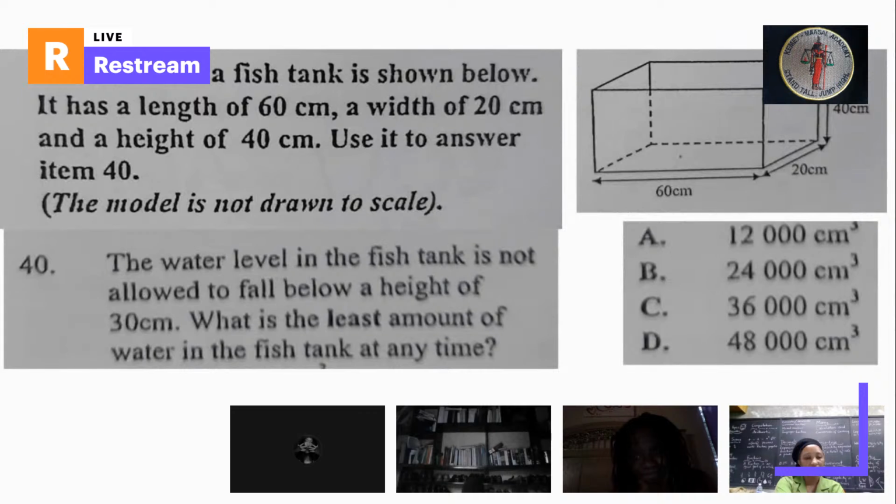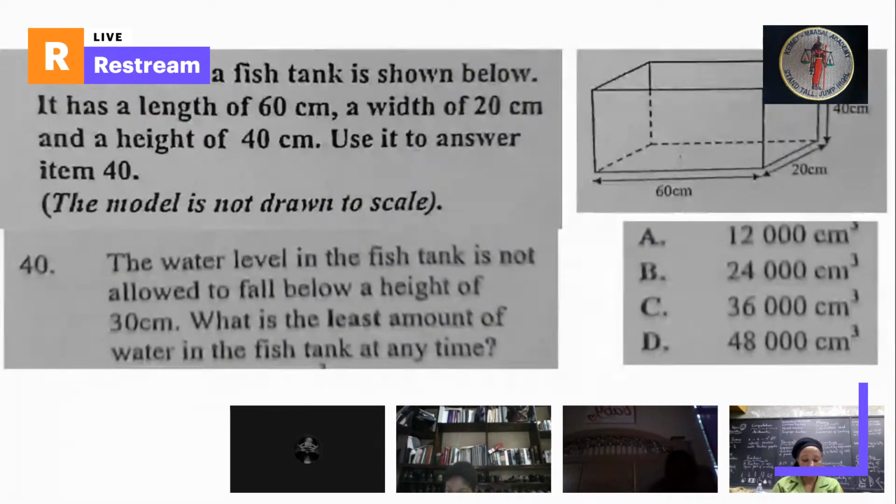The model of a fish tank is shown below. It has a length of 60 centimeters, a width of 20 centimeters and a height of 40 centimeters. Use it to answer item 40.